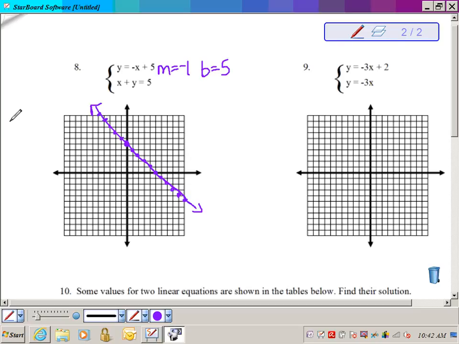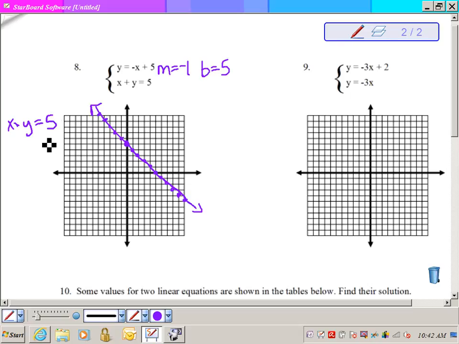Okay, for the second part I have x plus y equals 5. How do I solve for y? Subtract x. Very good. So that leaves me with y equals negative x plus 5. What do you guys notice?